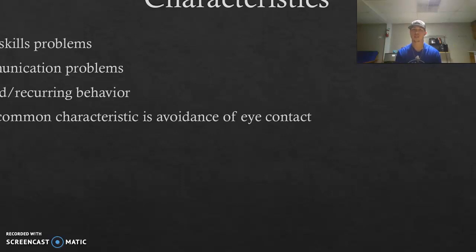Characteristics: social skill problems, communication problems, limited or recurring behavior, and then the most common characteristic is avoidance of eye contact. These individuals have trouble looking someone in the eye and having a prolonged conversation with them or engaging in the conversation for extended periods of time.